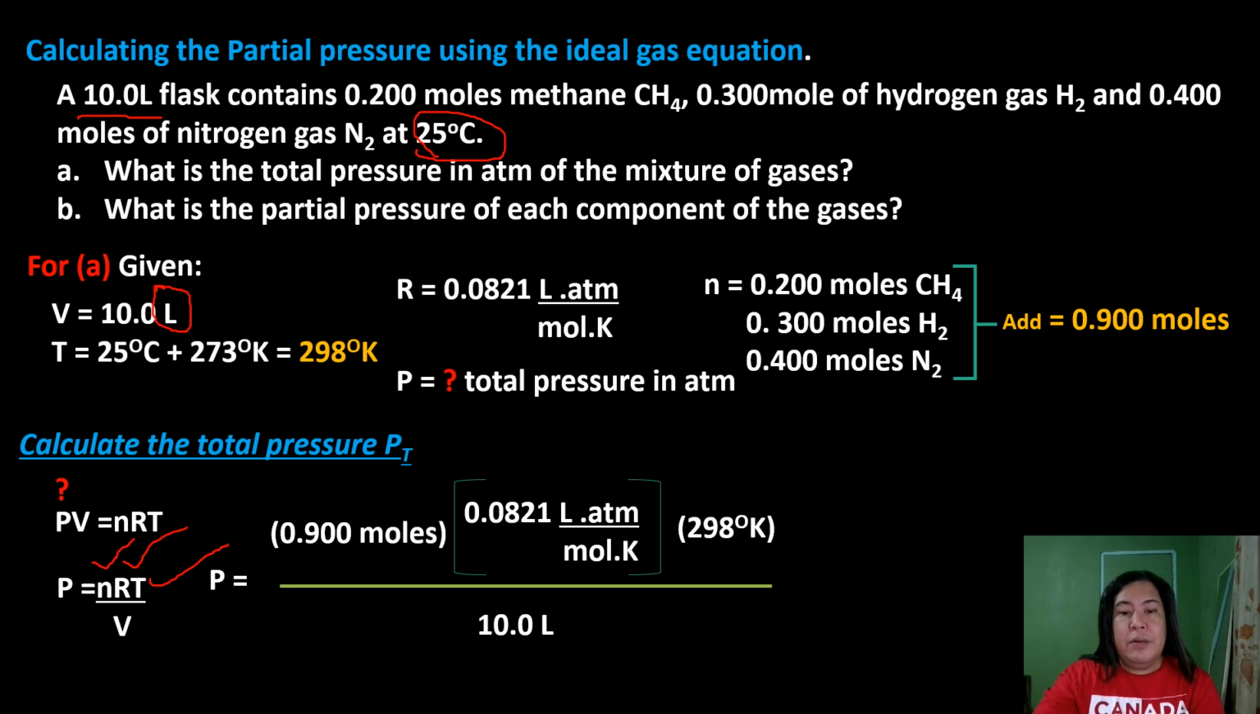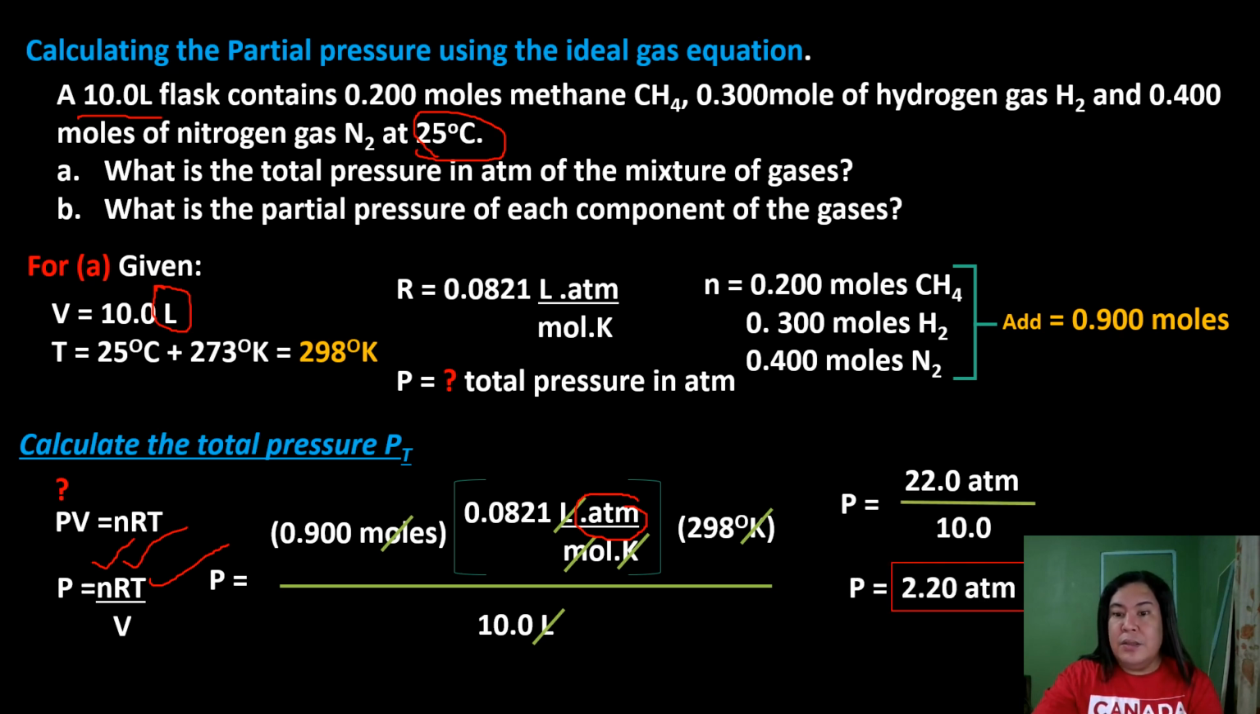So in the numerator, if you multiply that, but before doing that, you have to cancel all unwanted units, kasi ang kailangan lang nating matira dyan is the unit for pressure, which is atmospheric pressure. Okay? Yan liter. And then, ang end unit natin, yung natira, is atm. And then, if you multiply all those three values, you will get 22.0 atm divided by 10. And then, the total pressure of these three gases is 2.20 atm. That is the total pressure.